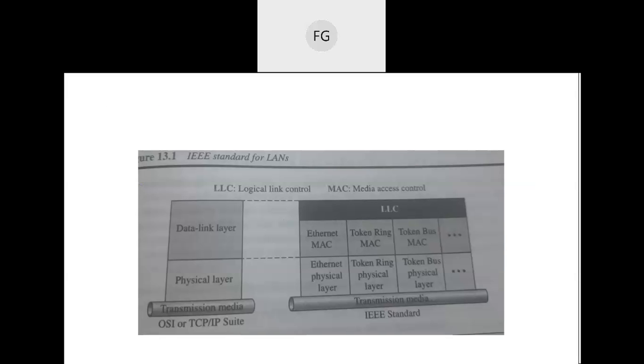And we can see that the IEEE 802 standard has subdivided the data link layer into two layers. The first one is the logical link control layer, that is LLC, and the media access control layer, that is the MAC.